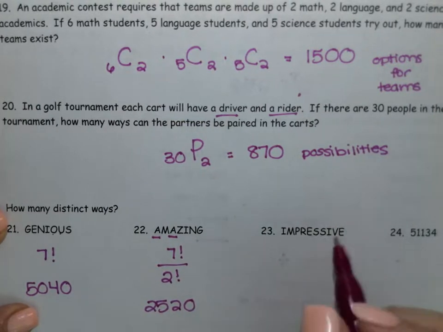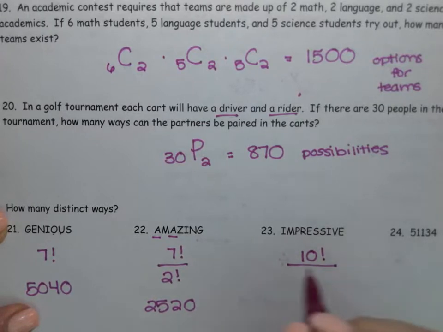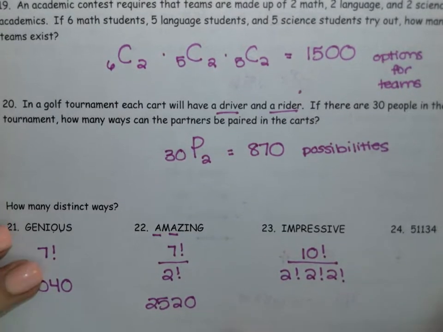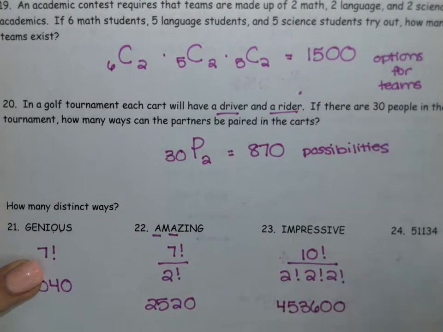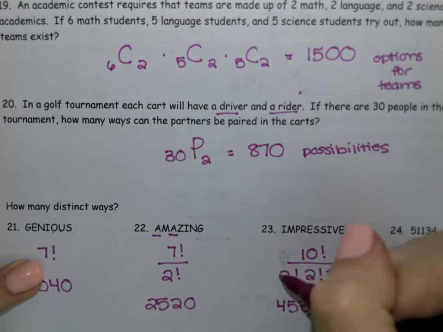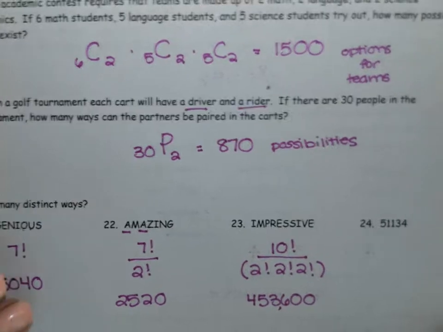With impressive, we have 10 letters, so 10 factorial. But we have 2 I's, we have 2 S's, and we have 2 E's. So our final answer is 453,600. Make sure that when you're typing this in the calculator, you put that denominator in parentheses.